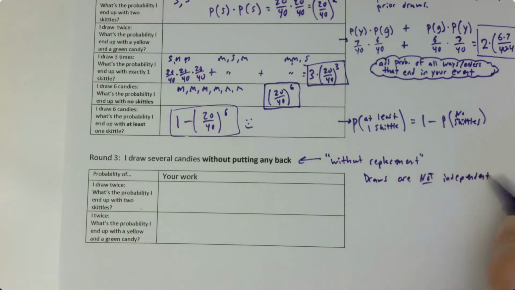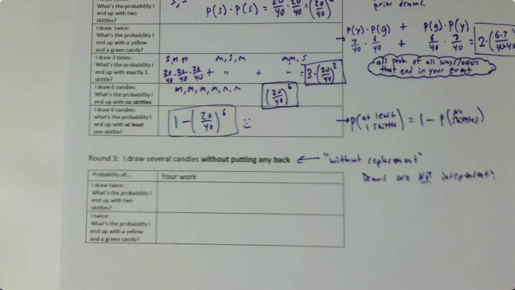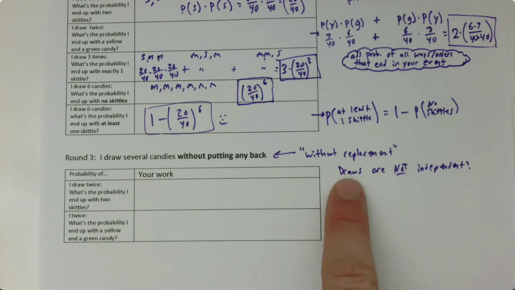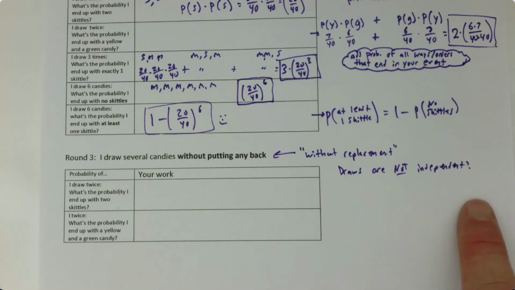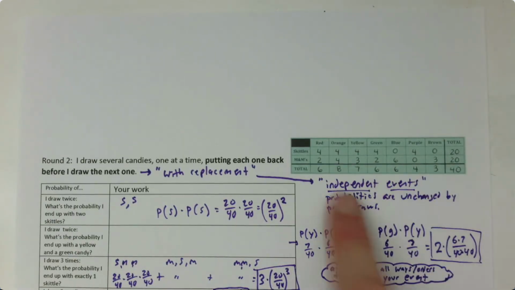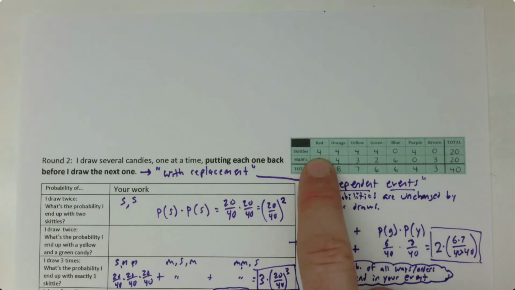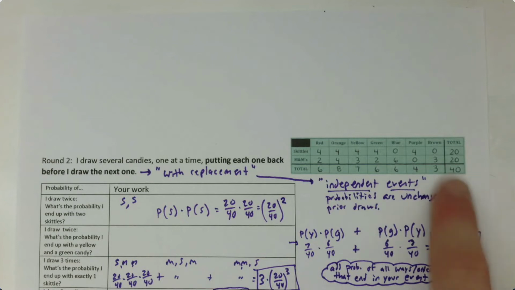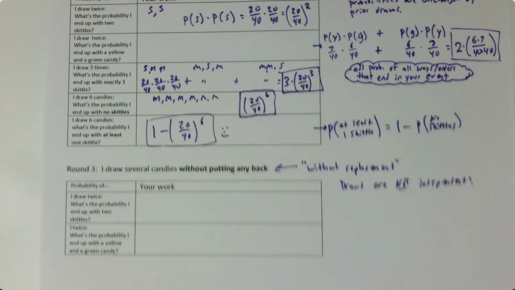What does that mean? All it means is that as we're drawing candies, because we're not putting them back, the probabilities are going to change as we draw more and more. And the reason they're going to change is because the total numbers of candies are changing. If I draw a red M&M, now there are fewer red M&Ms for me next time. And there are also fewer candies total. And so you can kind of see how this is going to play out here.